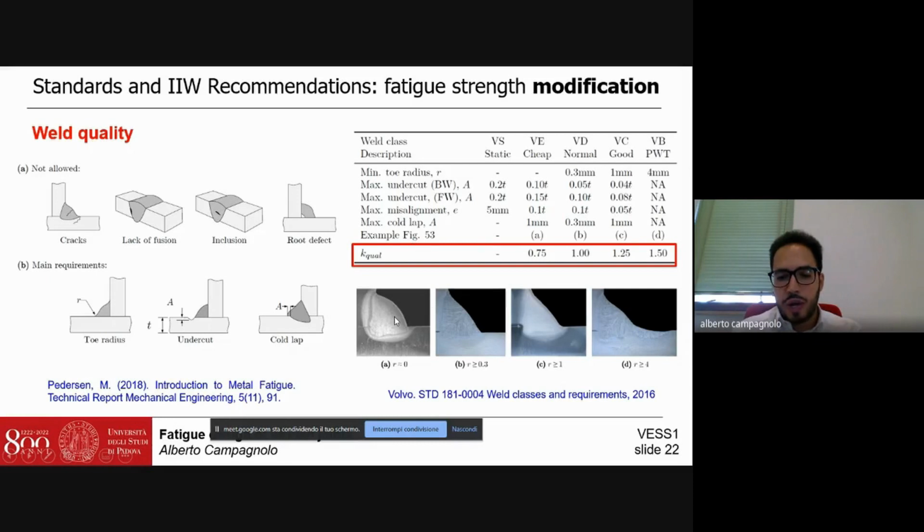In this figure, we can observe different qualities of a weld toe, a very sharp toe radius, almost equal to 0, which reduces the fatigue strength, and after post-weld treatment, we can enlarge the weld toe radius and so obtain an increase of fatigue strength.